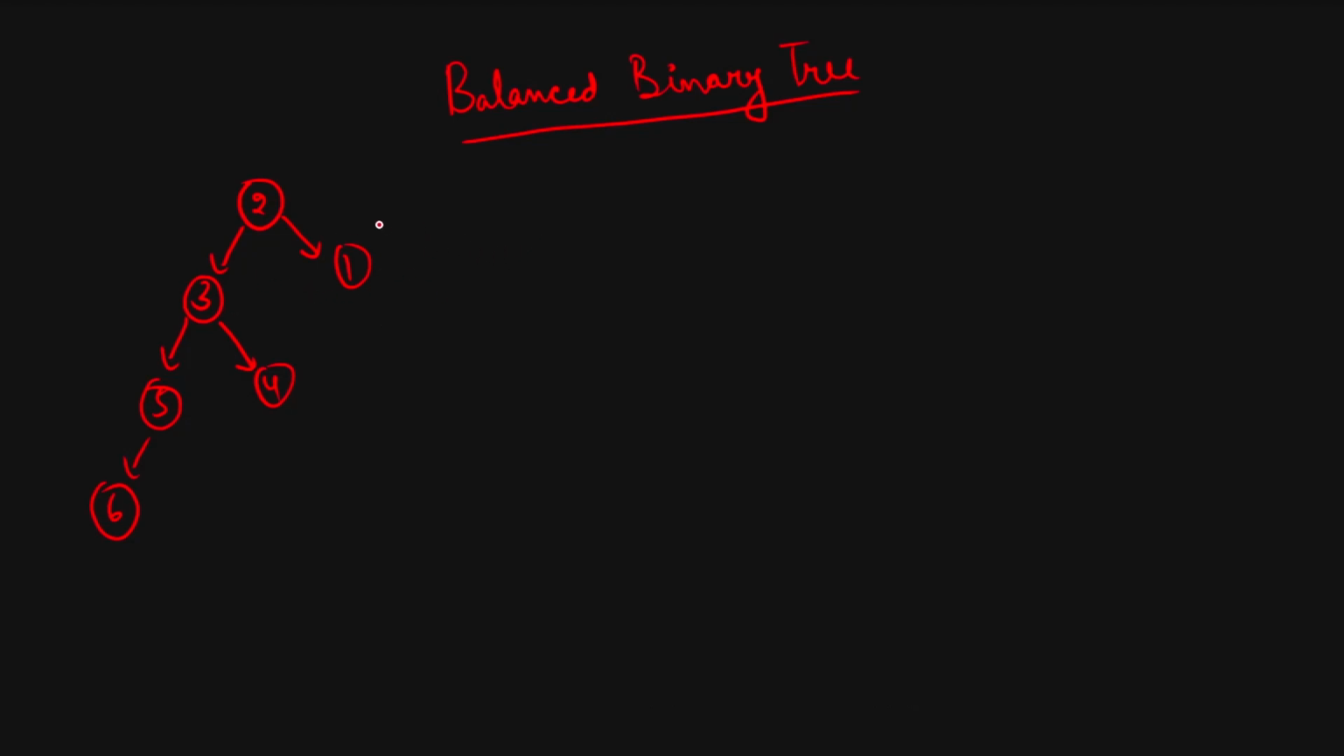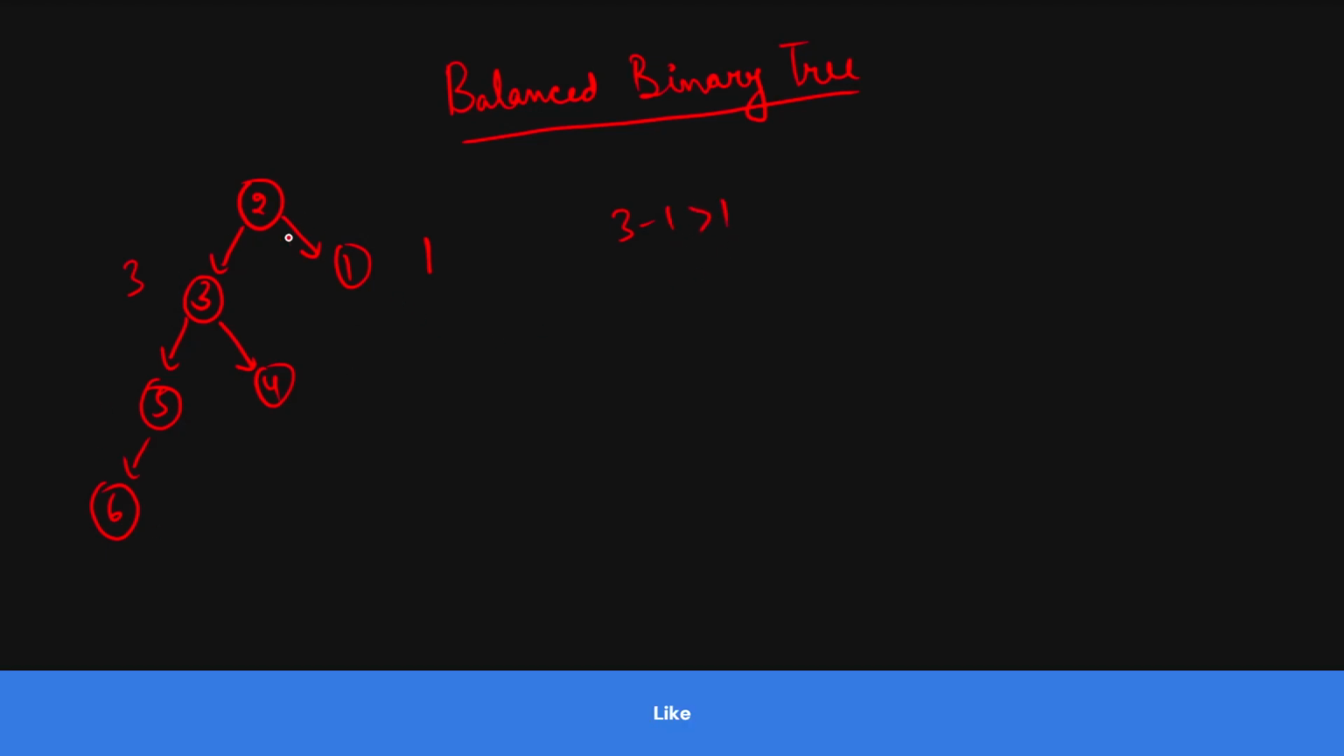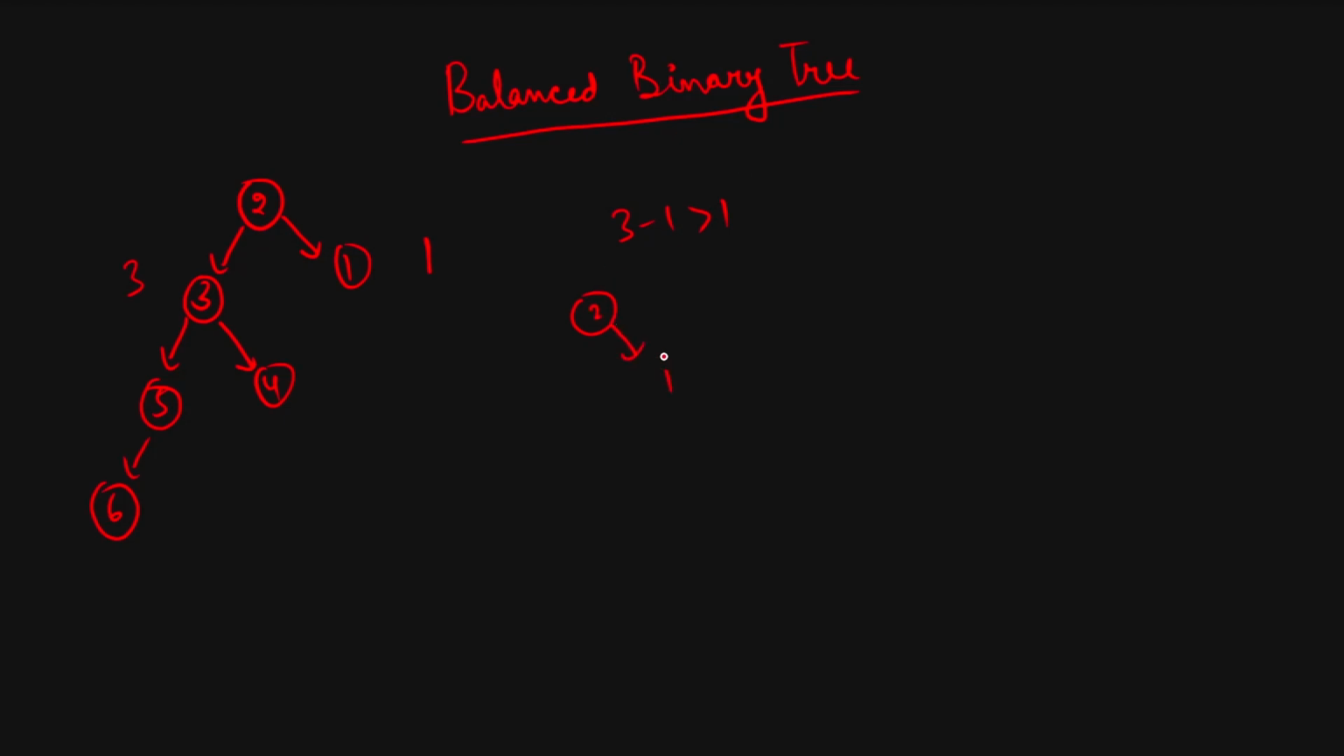What does it mean? Suppose the height of this is 1 and the height of this is 3, so 3 minus 1 is greater than 1. So we can say this is not a balanced binary tree. But if I say this is 1 and this is 2, is this balanced? Yes, it is balanced. If I make this, is this balanced? Yes. Is it also balanced? Because the height of this is 2 and the height of this is 1.